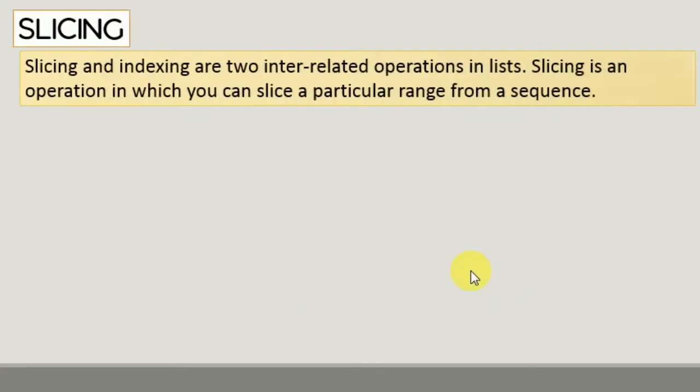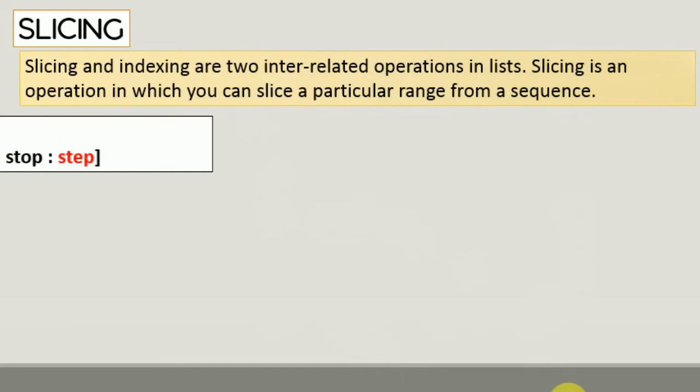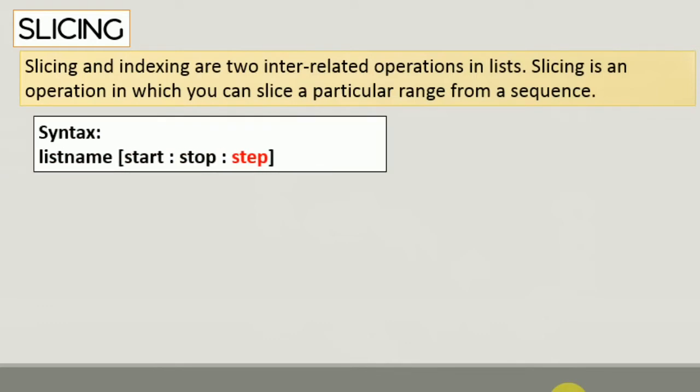Now let us start the next topic, that is slicing. And what is the use of slicing? It is to slice a particular range from a sequence. This slicing we have already discussed in a string also, to display the characters. In slicing, the list name, bracket sign, and the start and stop. These are the compulsory options that we are going to use, but step is going to be optional.